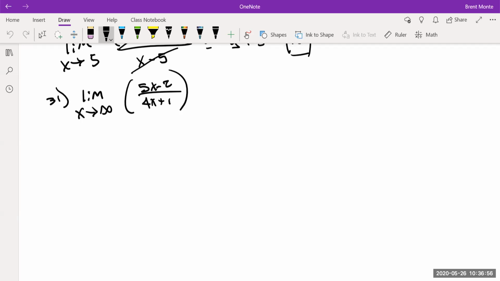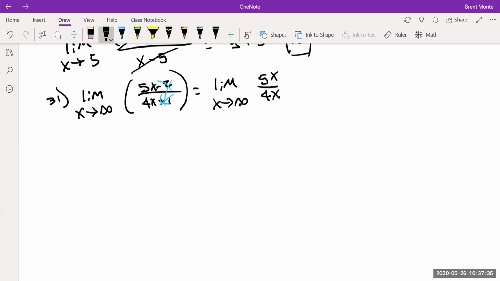When x goes to infinity, we say the largest power dominates. So I can ignore this minus 2 and this plus 1. We'll just cross them out that way. Really, because as x goes to infinity, the minus 2 is so inconsequential. So if I look at this, I can really say as x approaches infinity, what's 5x over 4x?